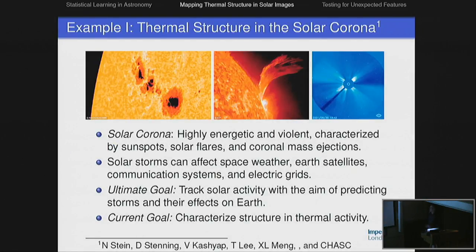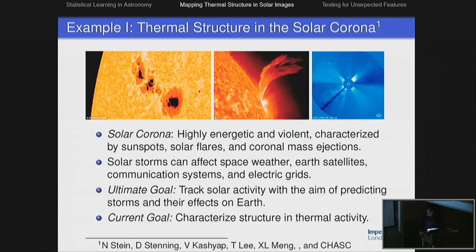Anyway, let's go on to the particular example. We're going to be looking at trying to quantify thermal structure in the solar corona. The corona is the highest atmosphere of the sun, a very hot, violent, energetic region, characterized by sunspots, flares, and massive coronal mass ejections. We like to talk about why we're interested in this, especially when talking to non-specialists, and it's that these solar storms can have effects on Earth-based infrastructure, especially satellites and communication systems.